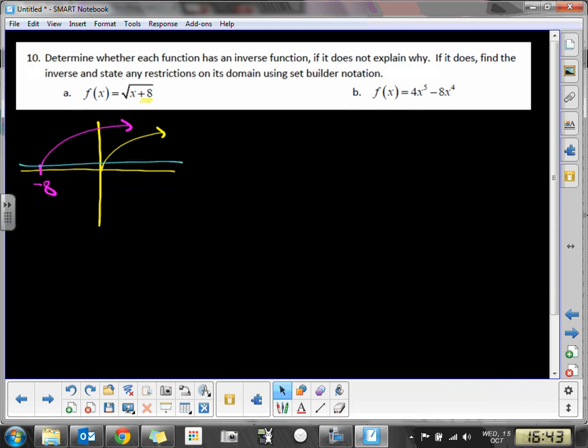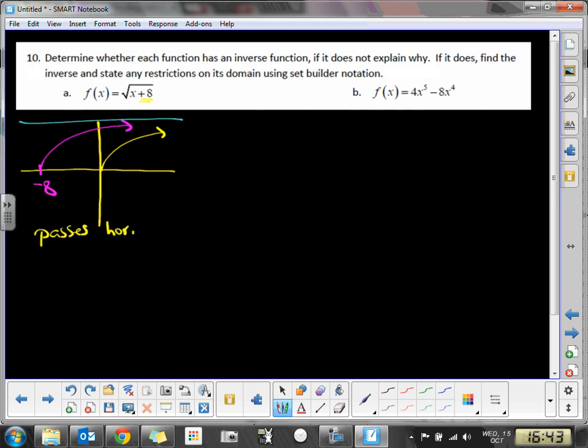Does this purple graph pass our horizontal line test? Well, yes, it does. It touches in only one spot. So now we know it has an inverse because it passes the horizontal line test, which determines that the function is a one-to-one function, and all one-to-one functions have an inverse. So now I go about the business of finding the inverse function.